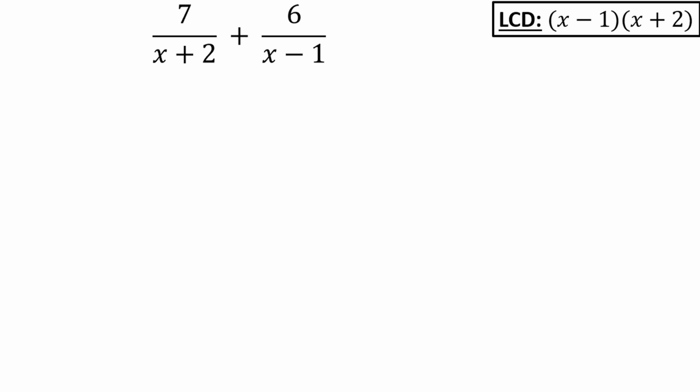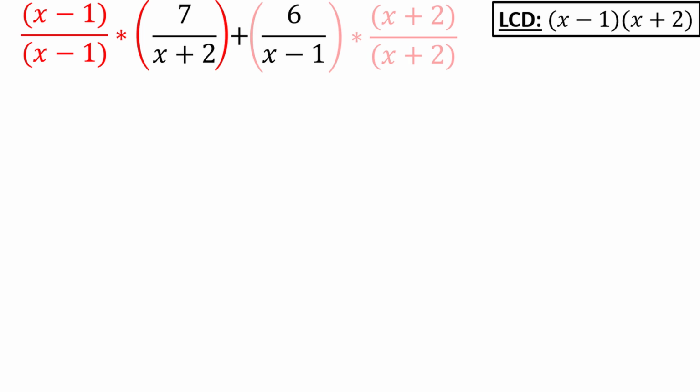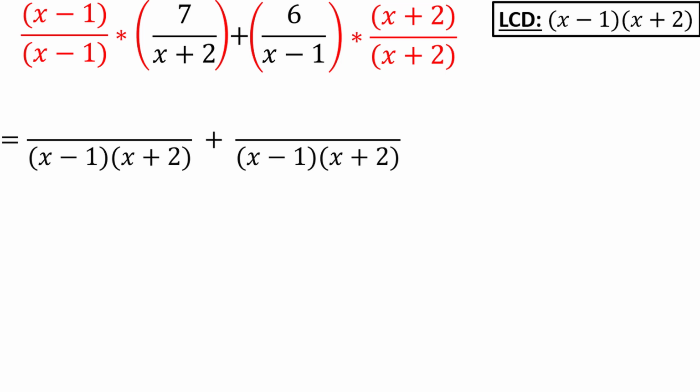The way I think about what to do next is, we need to multiply each term by what we are missing in the least common denominator. For the first term, we are missing an x minus 1 in the denominator, so we multiply by x minus 1 divided by x minus 1. For the second term, we are missing an x plus 2 in the denominator, so we multiply by x plus 2 divided by x plus 2. This will result in two fractions, both of the same denominator of x minus 1 times x plus 2. The numerators are 7 times x minus 1 for the first term, and 6 times x plus 2 for the second term. Let's simplify the numerators by distributing.